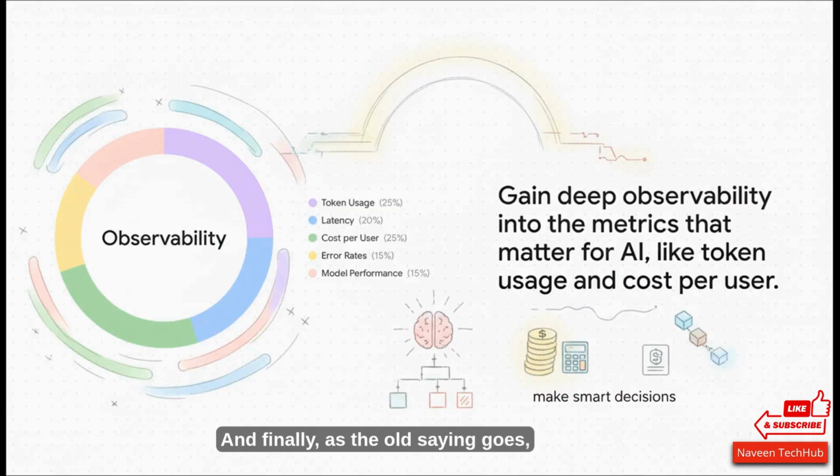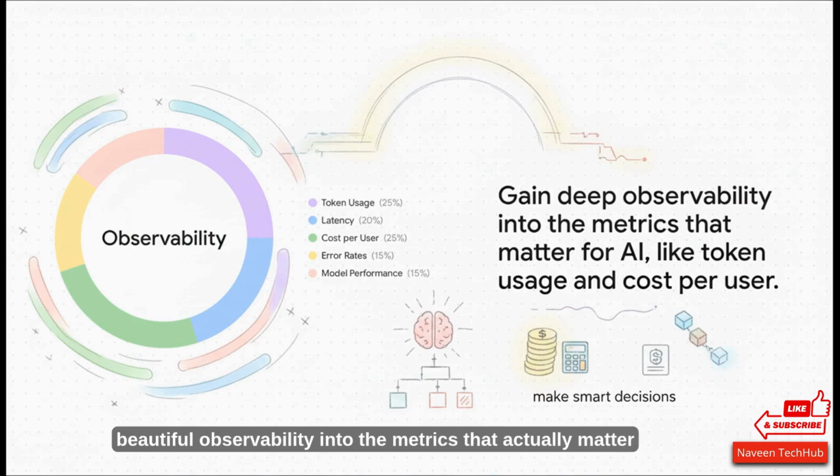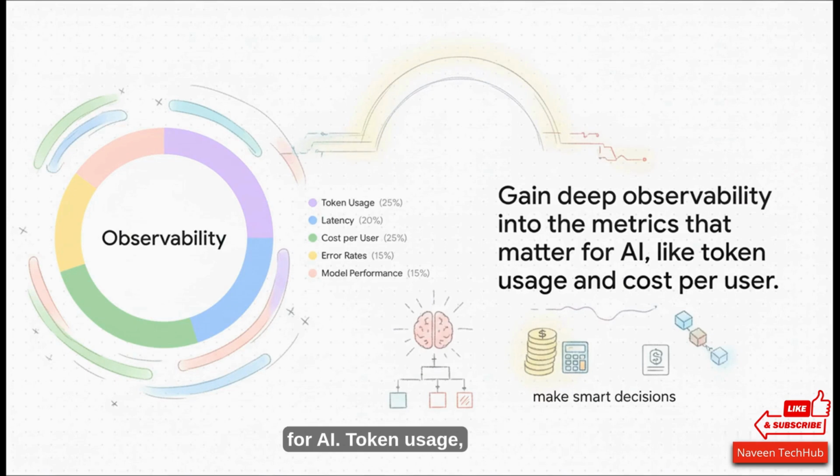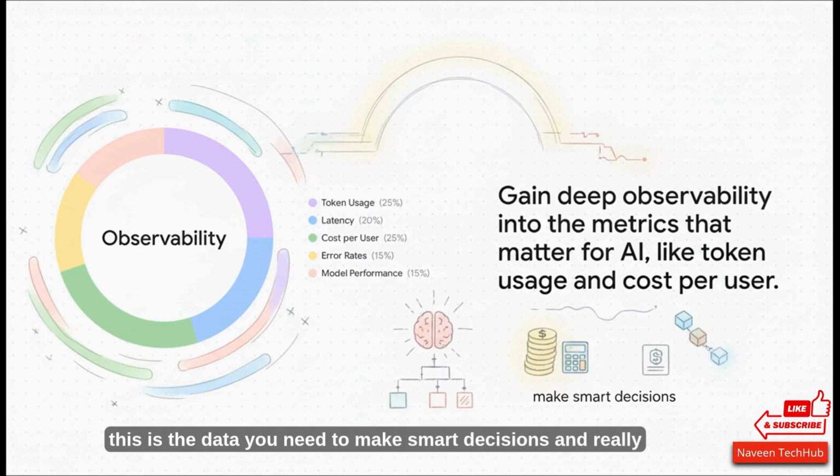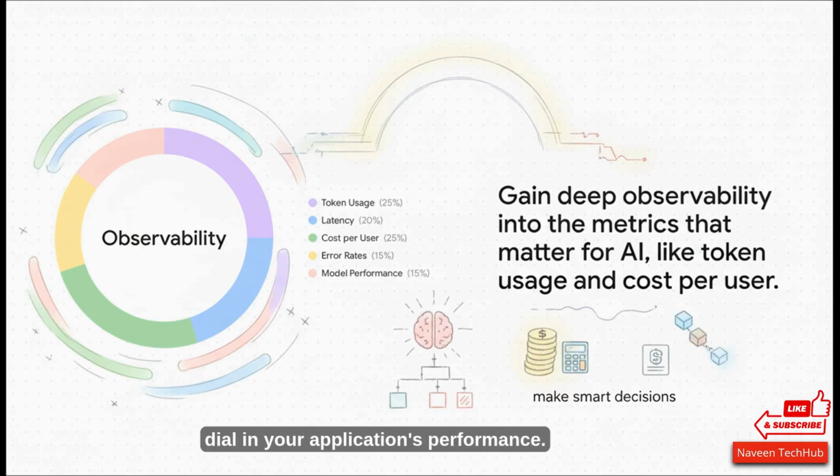And finally, as the old saying goes, you can't optimize what you can't see. An AI gateway gives you this deep, beautiful observability into the metrics that actually matter for AI. Token usage, cost per user, latency for each model, error rates. This is the data you need to make smart decisions and really dial in your application's performance.